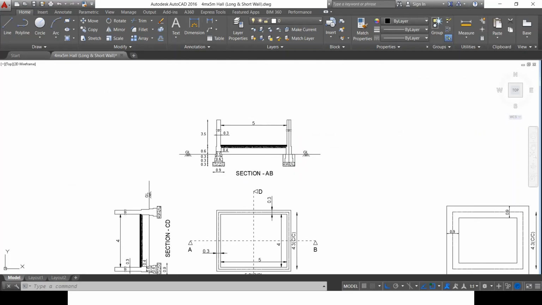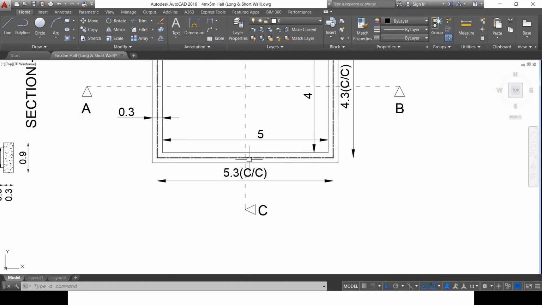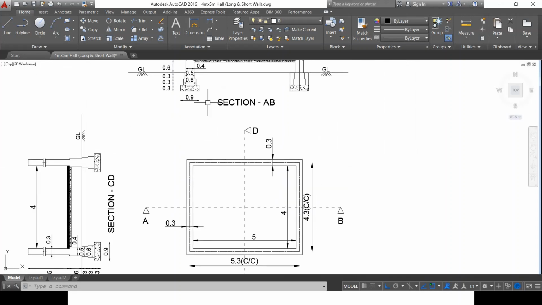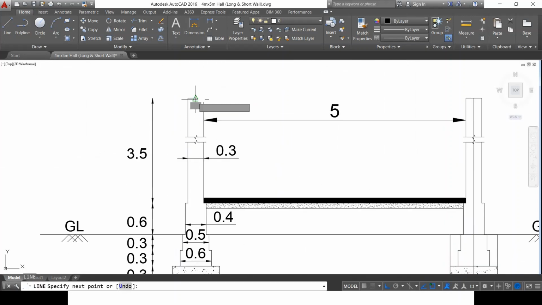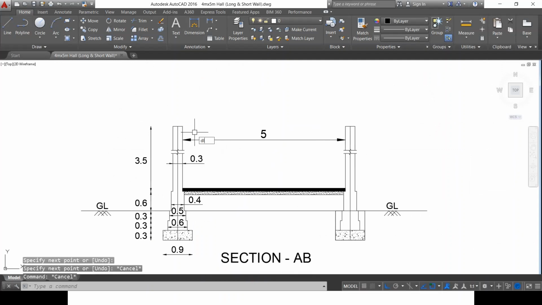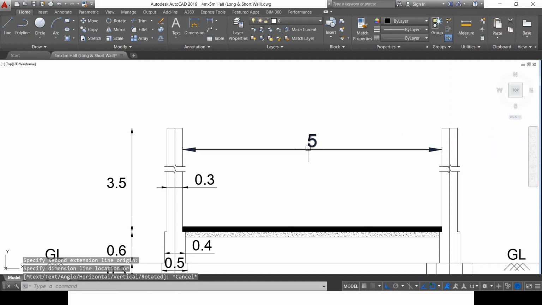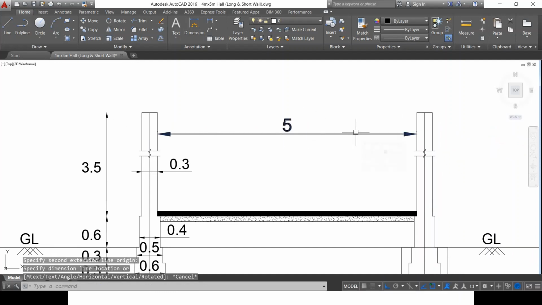So if this is the foundation which I have to do, as I told you, this is the total length. So the center to center distance is known. I'll just draw the center line for this also. This is the center to center distance which I am measuring. Center to center distance is 5.3 meters, and the clear distance shown here is 5 meter.